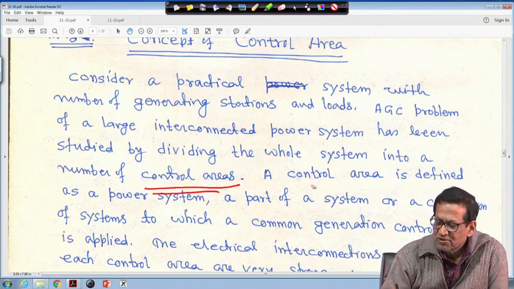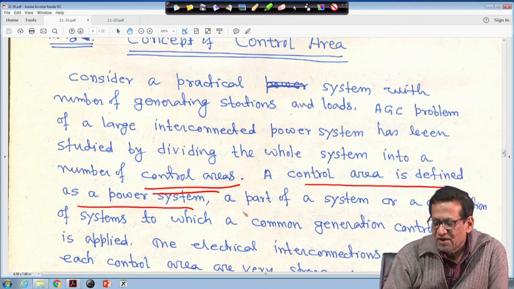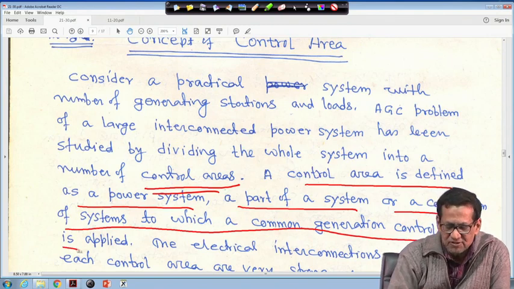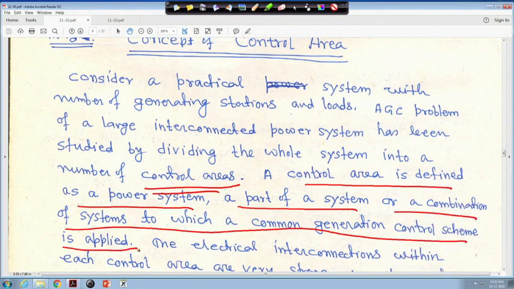A control area is defined as a power system, or a part of a system, or a combination of systems to which a common generation control scheme is applied. Suppose in a particular power plant you have n number of generators. We assume they are in a coherent group. Coherent means they swing in unison, so for any load change the increase or decrease of speed will remain the same.